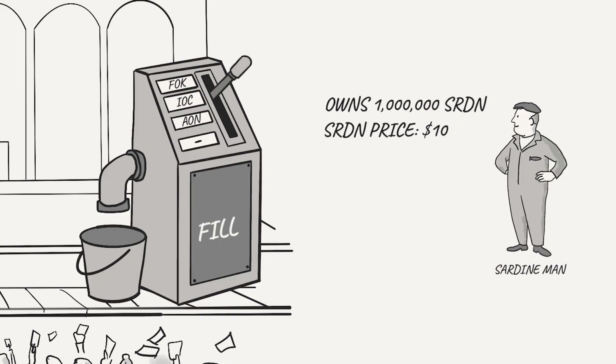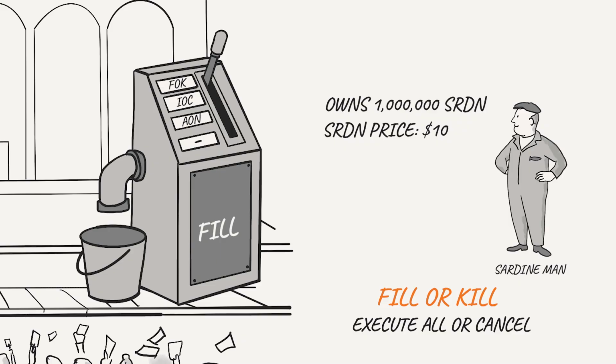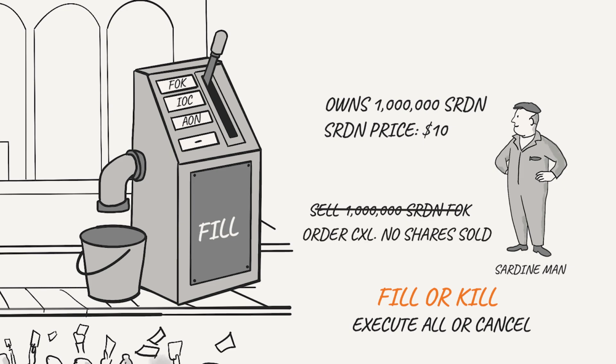We could offer to enter a fill or kill order. Fill or kill means we either execute everything or the whole order is canceled. He likes that idea, so we place a sell order 1 million SRDN FOK for fill or kill. Turns out we don't have a buyer for 1 million shares, so the order is canceled. No shares are sold. The order couldn't be filled completely, so it's killed.